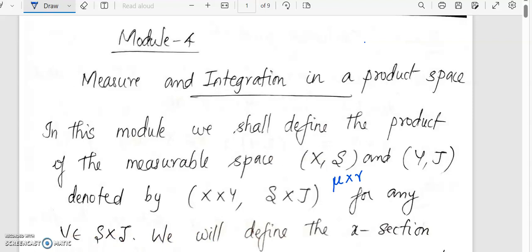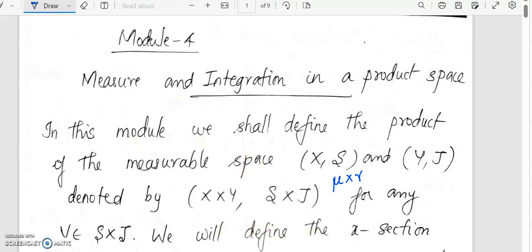After double integration, we'll see the proof of the famous Fubini theorem. That means in double integration, you can change the order of integration and the value of the integral remains the same. When is that possible? We'll see that, and we will see the proof of the theorem. So that is what we will be doing in the fourth module.